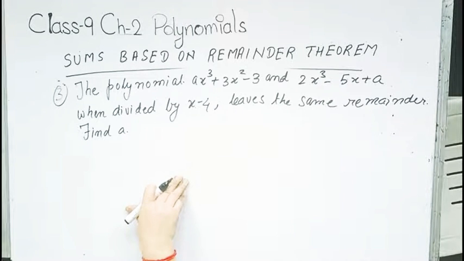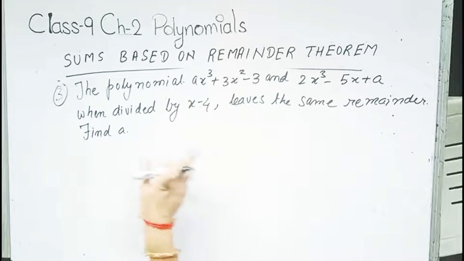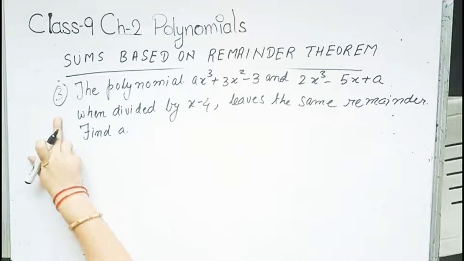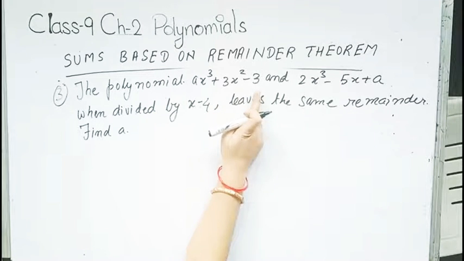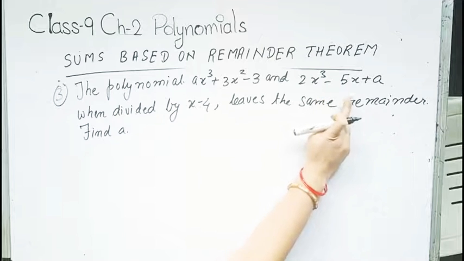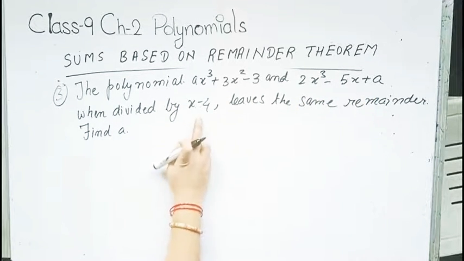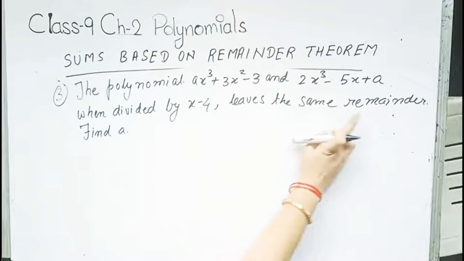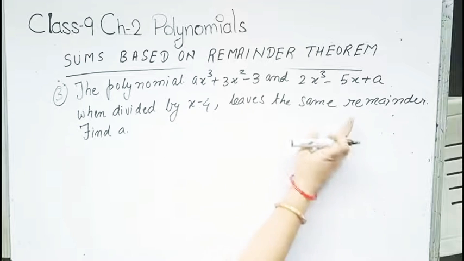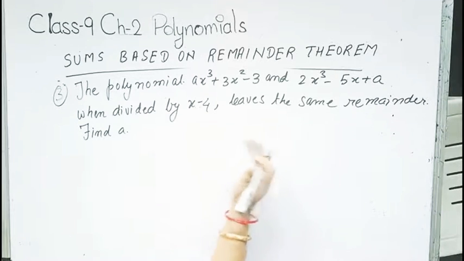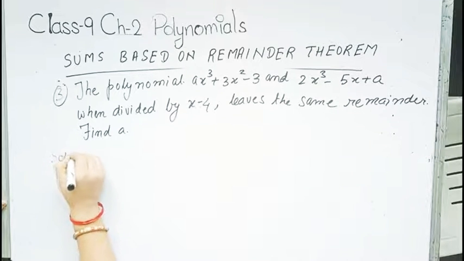Now let us go to the next type of sum based on the remainder theorem. Based on remainder theorem, two questions we have done. The third question: let us take the polynomials ax cube plus 3x square minus 3 and 2x cube minus 5x plus a. These two polynomials when divided by x minus 4 leave the same remainder, meaning the remainder is the same. Then we have to find the value of a. So let us start the solution.